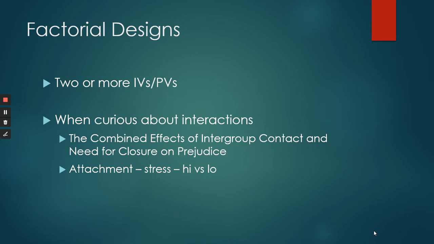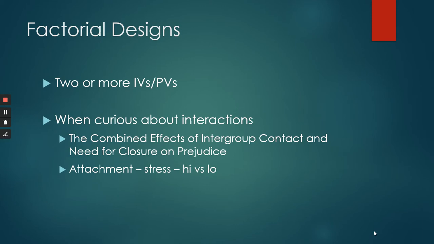This is from the book, The Combined Effects of Intergroup Contact and Need for Closure on Prejudice. I don't think they described the study, they just had this title. So here, prejudice is the dependent variable. And then one of the variables that they're looking at in terms of the impact on the DV prejudice is intergroup contact. Intergroup contact is when there is contact between groups.